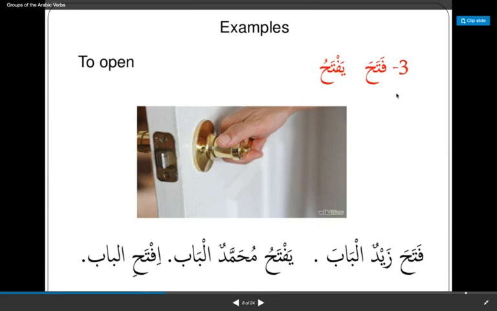Group 3: فتح يفتح. We already explained that it means to open. So فتح زيد الباب. يفتح محمد الباب. افتح الباب. So we have examples with the third group, which follows the فعل يفعل.